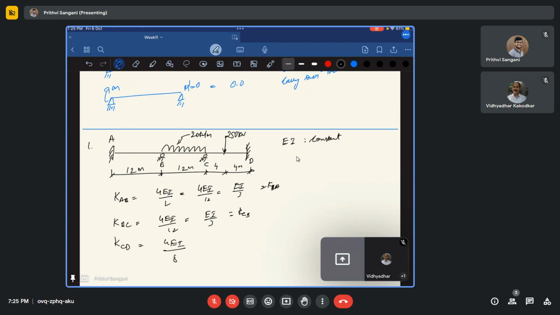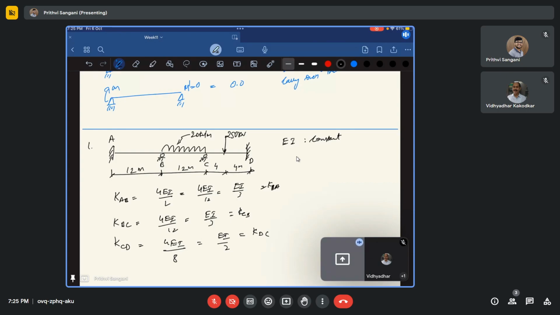So stiffness of KCD is going to be 4EI by 8, so this is going to be EI by 2, and KDC is also equal, similar to this. Next, distribution factors.